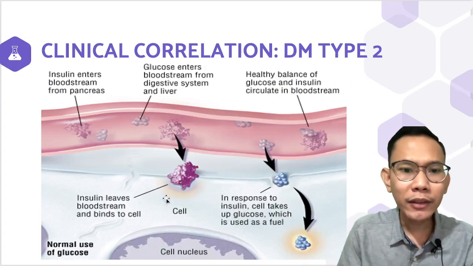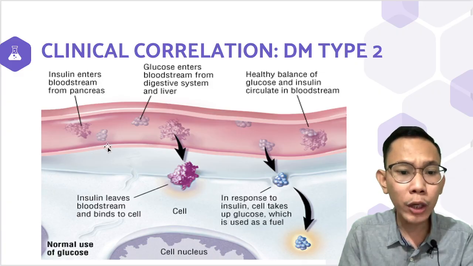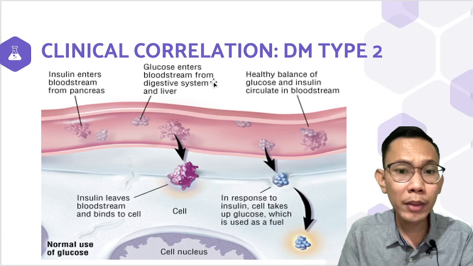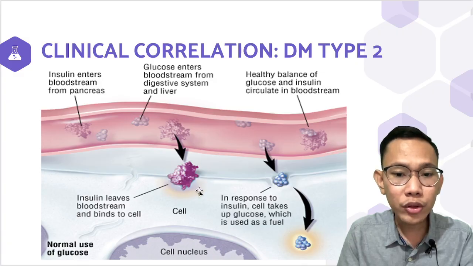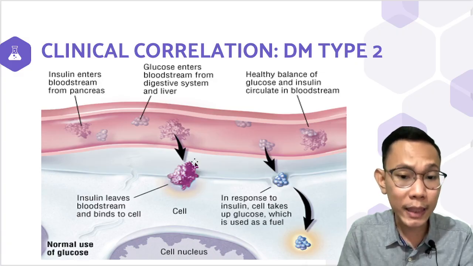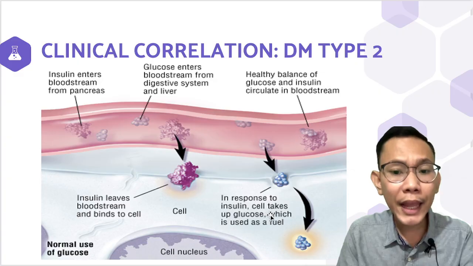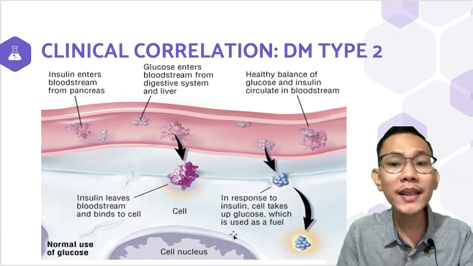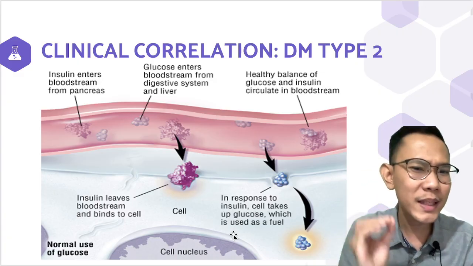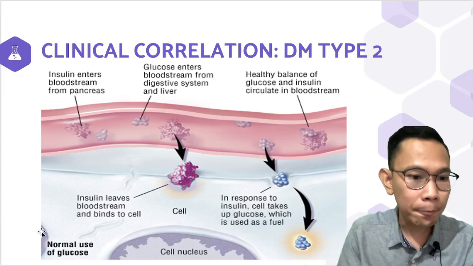So, again, ano nga nangyayari sa ating insulin? This is the basic normal use of glucose by your insulin. Insulin enters the bloodstream from the pancreas. Then, your glucose enters the bloodstream from your digestive system and your liver. Anong nangyayari? Your insulin leaves the bloodstream and it binds to your cell. Didikit siya sa ating receptor, ang ating insulin. And then, in response to insulin, cell takes up glucose which is used up as a fuel. Diba? That's the basic function of our insulin.